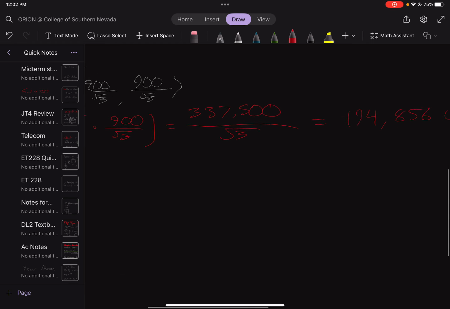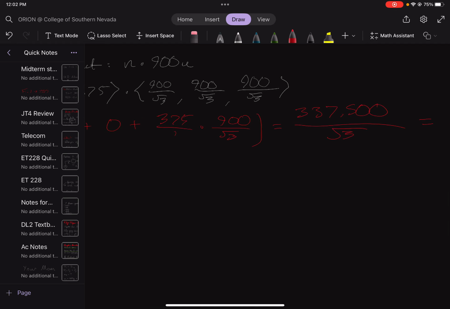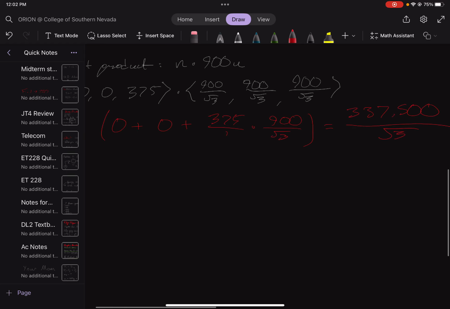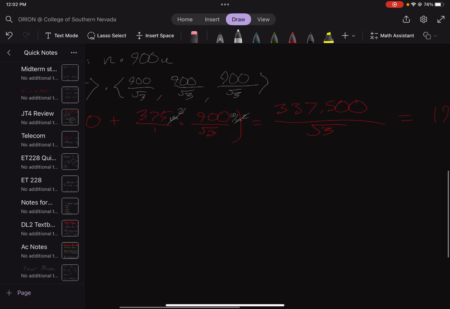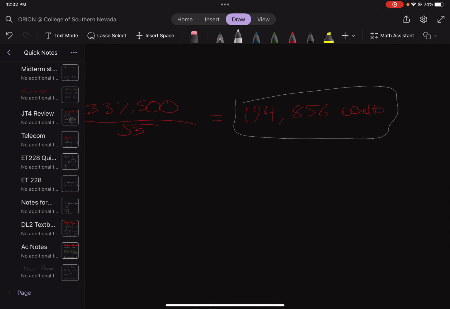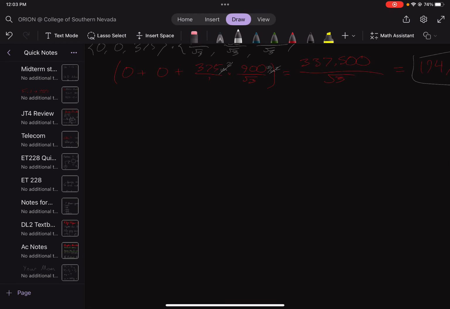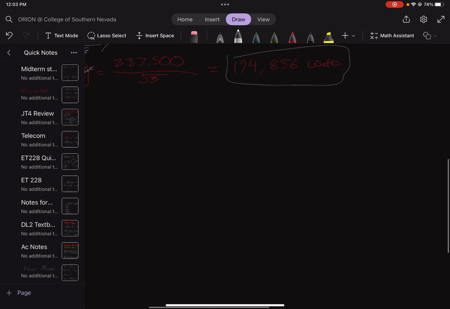And the reason why it's just watts is because the 900 is already in watts per square meter, and the 375 is in square meters. So those two cancel out once they're multiplied together. That's why we only have 194,856 watts. All right, so now we know exactly how much energy is being generated by the sun at this angle. That is our answer.